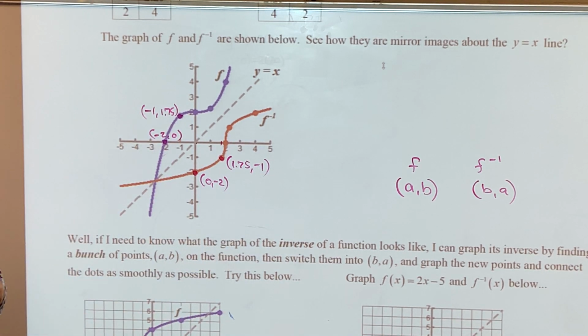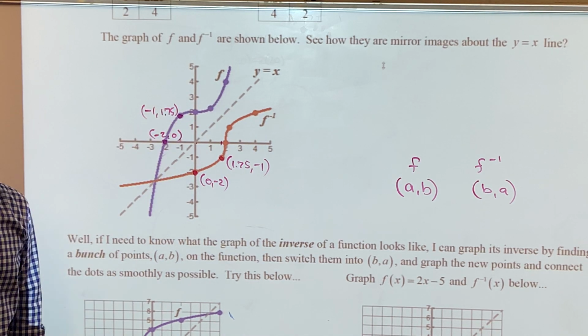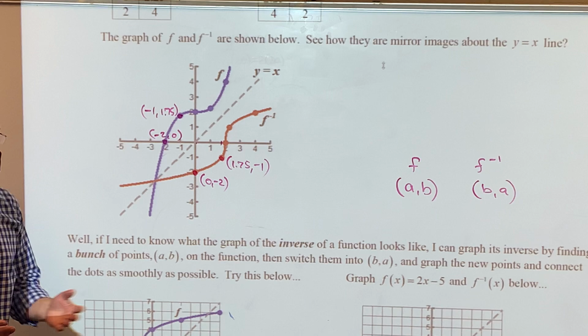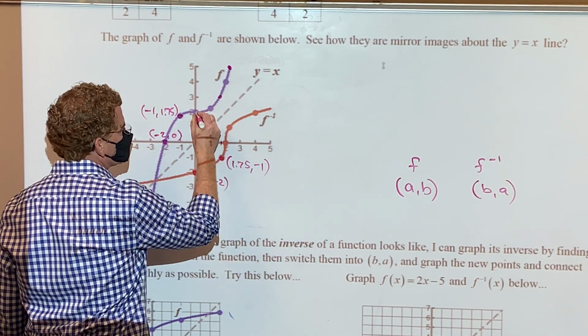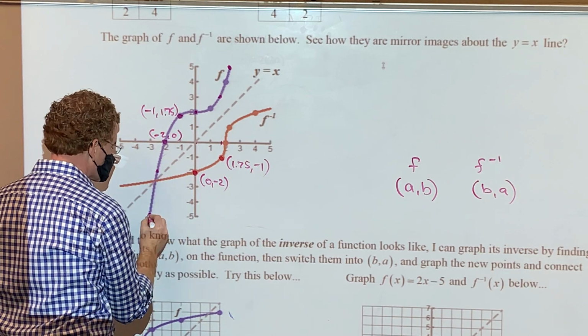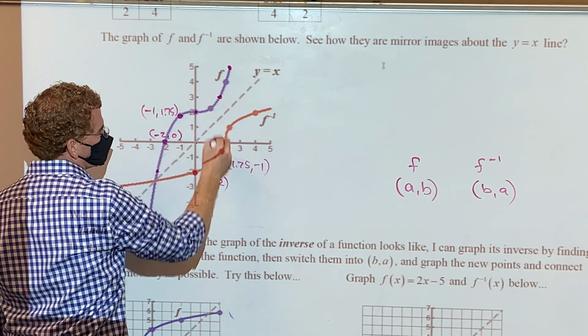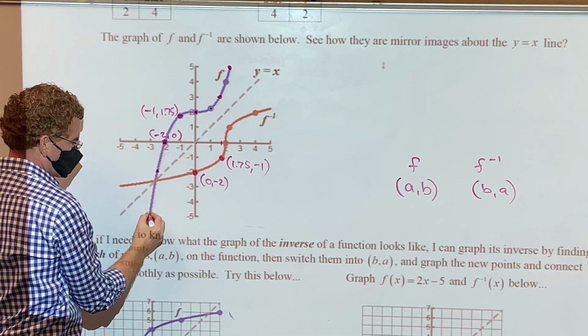So if I ever ask you, and all I do is give you the f function, and I say, hey, there's the f function, sketch the inverse. Really, all you have to do is find enough points on this f. Just find a bunch of them. I always use the beginning and ending, any whole number looking values that I can find. Definitely intercepts, because those are pretty easy.